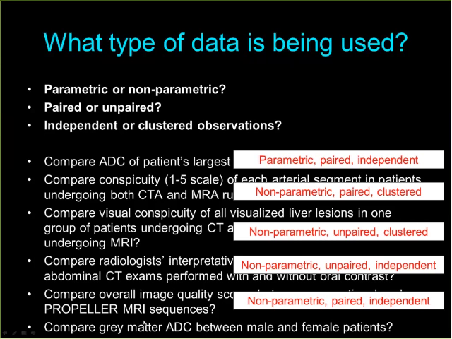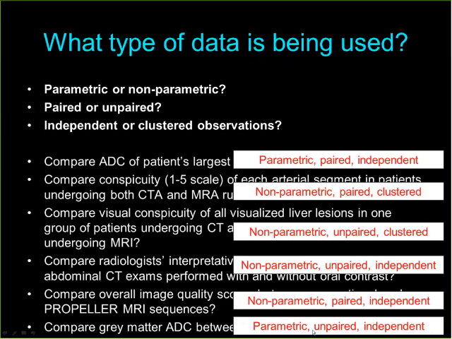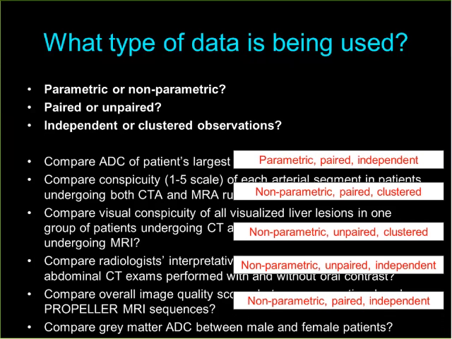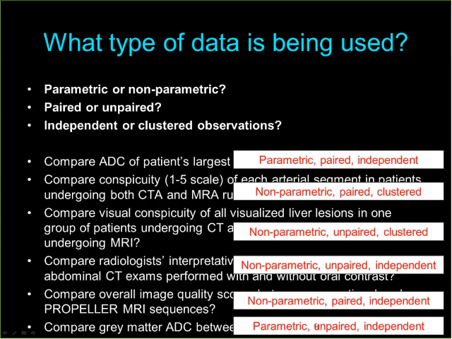And finally, we're comparing gray matter ADC between male and female patients. So this is independent. We're just getting a single ADC value per patient, whether it be gray matter or white matter. It's unpaired. We have two different patient cohorts, one for each gender. And finally, this is parametric data. It's just a quantitative ADC value.